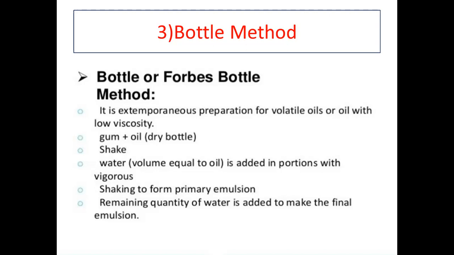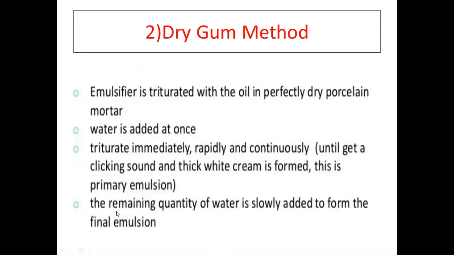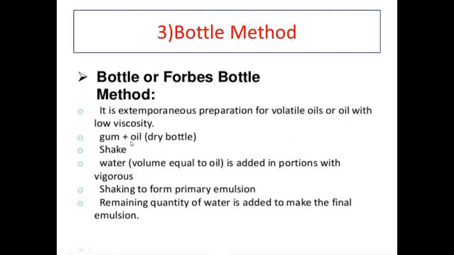Okay, so in this method, the proportion of oil, water, and gum is 2:1. Measure the quantity of oil and transfer it into the large bottle. Then add the required quantity of powdered gum. Means this is first oil and gum, they are added in the bottle.